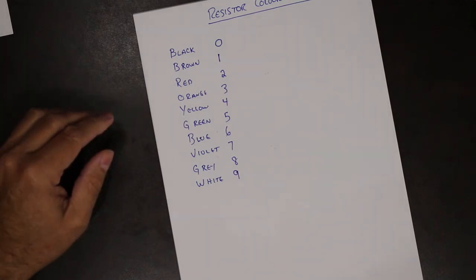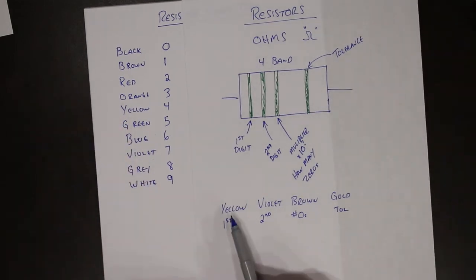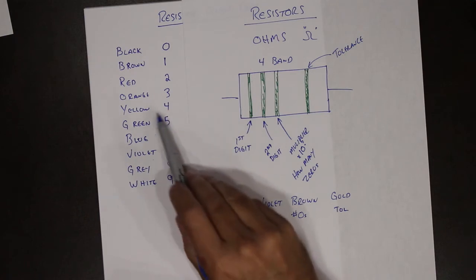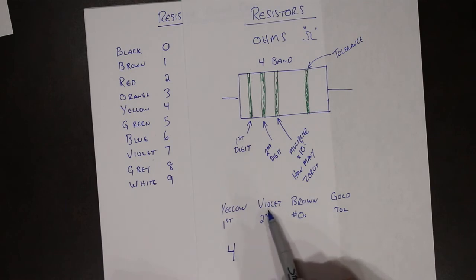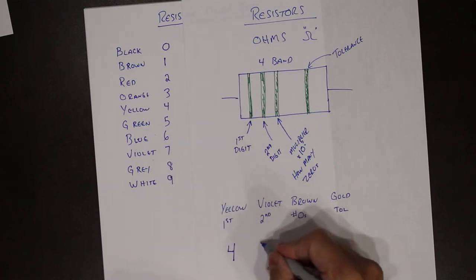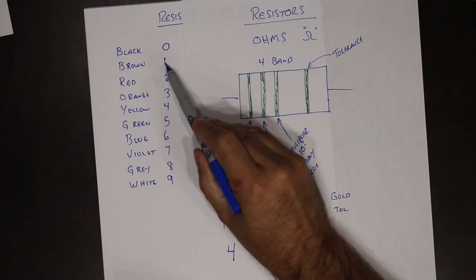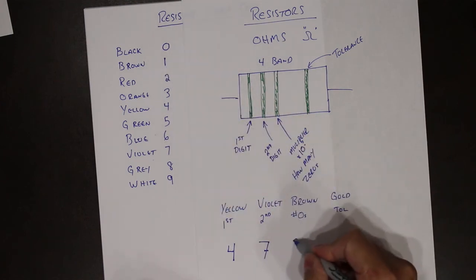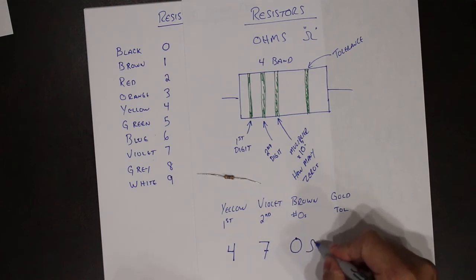So if I go back to my example, yellow is the first digit. Yellow represents the digit 4. Violet is the next color, representing 7. Brown is 1, 0. So 1, 0. And then we'll get to the tolerance in a minute. So this resistor here is 470 ohms.